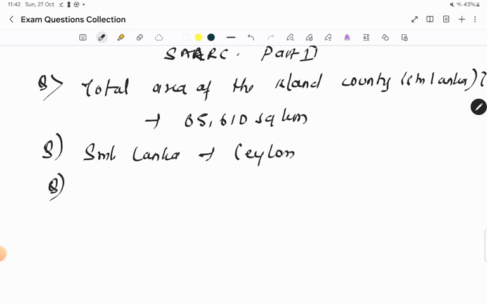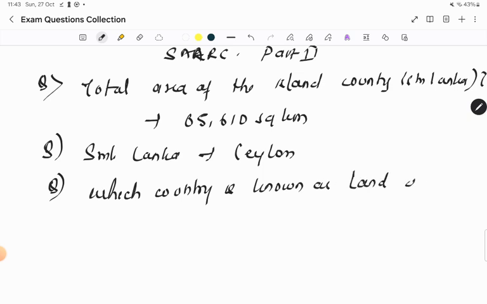Okay, next question is, which country is known as land of thunderbolt? Which country is known as land of thunderbolt? It is Bhutan.